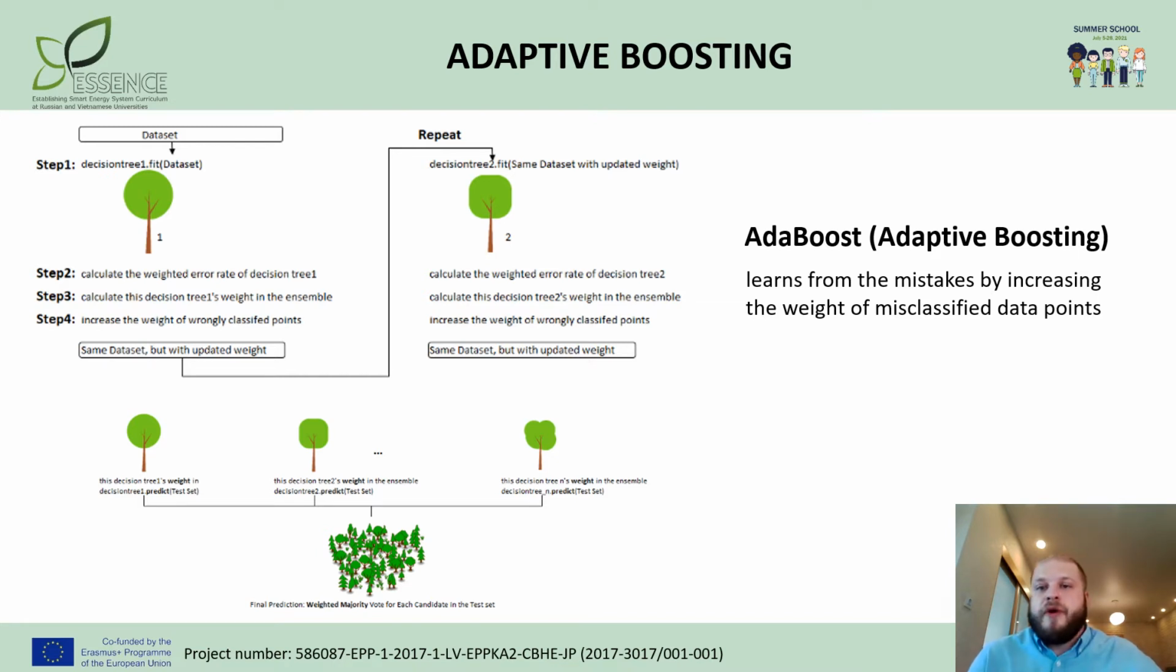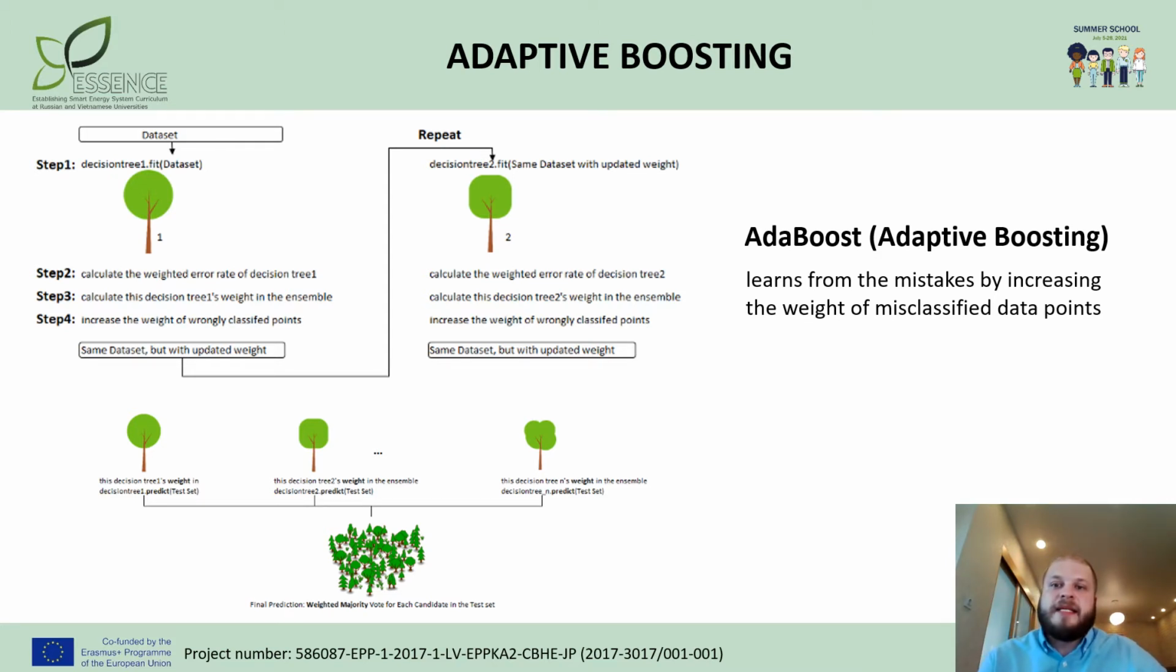AdaBoost, short for adaptive boosting, is a statistical classification meta-algorithm. It can be used in conjunction with many other types of learning algorithms to improve performance. The output of the other learning algorithms, the weak learners, is combined into a weighted sum that represents the final output of the boosted classifier. AdaBoost is adaptive in the sense that subsequent weak learners are tweaked in favor of those instances misclassified by the previous classifiers.